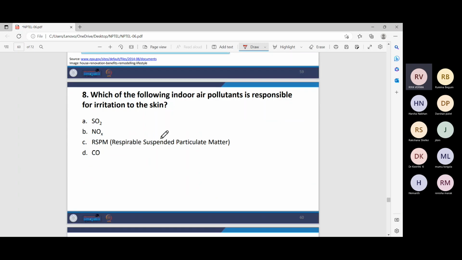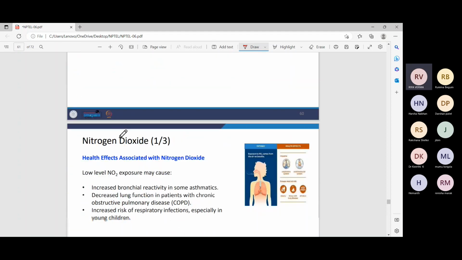Next, which of the following indoor air pollutants is responsible for irritation to the skin? First is SO2, second is NOx, third is respirable suspended particulate matter, and last is carbon monoxide. Okay, so NOx is the one.